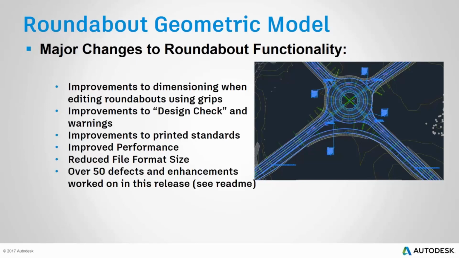We've also expanded and improved the printing of standards. And because of the rewrite of a lot of the work, we have improved performance. The roundabout calculation is probably 2 to 3 times faster, and the file size is 10% smaller. In addition to that, we have gone through the backlog and user-reported defects, and we've fixed about 50 defects and enhancements to the roundabout calculation this release. Please see the README that comes with the download to see the full list of the areas impacted.